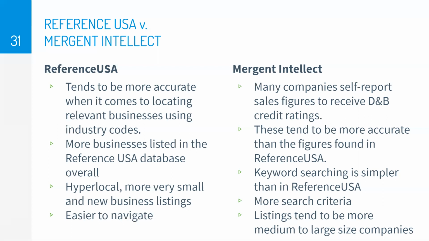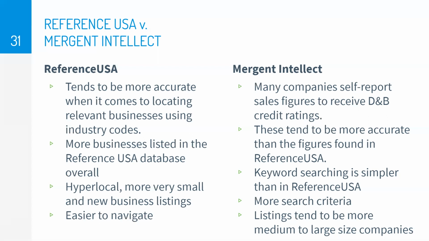However, many companies self-report sales figures to receive Dun & Bradstreet credit ratings. These tend to be more accurate than the figures found in Reference USA because Reference USA is pulling from the IRS and not all businesses report honestly, if at all. Reference USA is hyperlocal, so more very small and/or new businesses tend to be listed compared to Mergent Intellect. Mergent Intellect tends to list more medium, large-sized companies, and medium and large-sized companies have more oversight and data, so there's more search criteria to be included. The larger the company, the more information that is available.